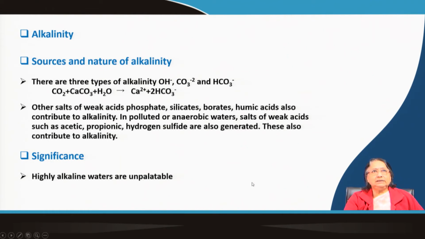Now, what are the sources and nature of alkalinity? Sources, you see here that we know that there are 3 types of alkalinity. What are the 3 types? OH minus ion, which is giving alkalinity, carbonate ion which also can give alkalinity, and bicarbonate ion which also can give alkalinity. How is the bicarbonate formed? You know that carbonate bearing rocks, when they react with carbon dioxide in presence of water, can give bicarbonate. We know all those things.